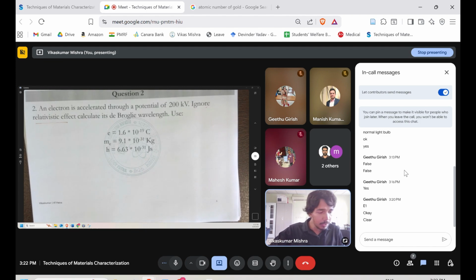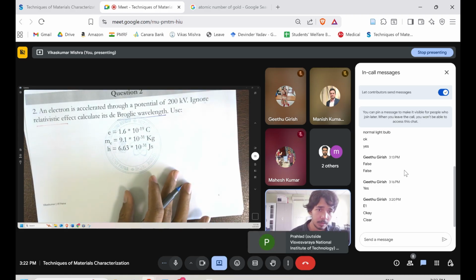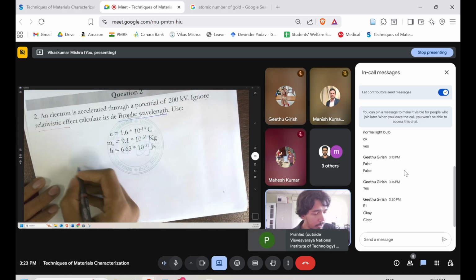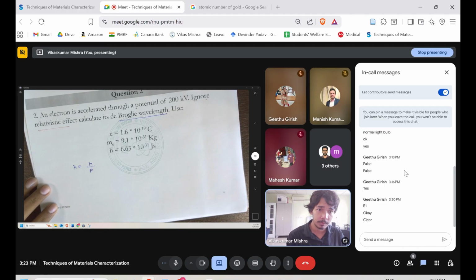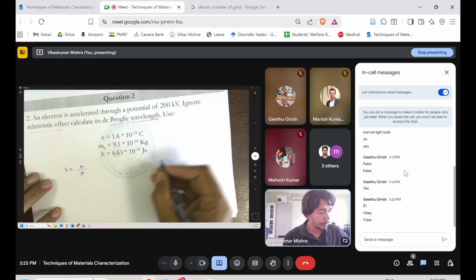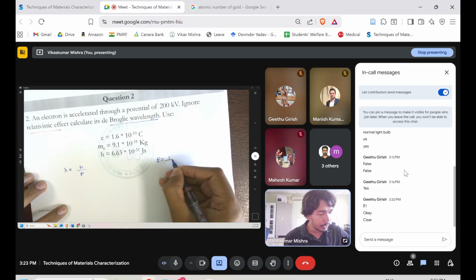Now let me know what the right answer is. We have to calculate the de Broglie wavelength, right? We know the de Broglie wavelength is given by h over p. We also know that energy is equal to half mv squared.